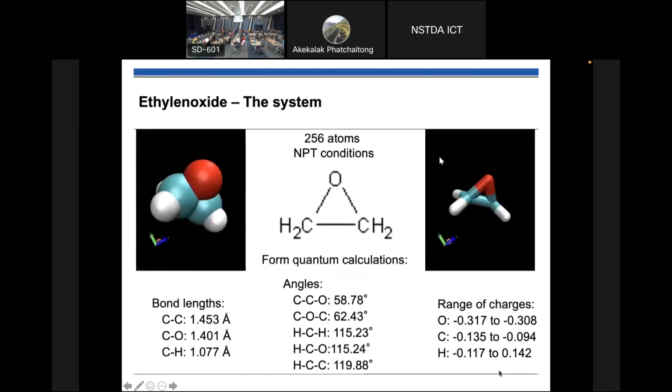Basically, what we started with is quantum chemical calculation. We had 256 molecules, not atoms, sorry for the typo. You take these molecules and do one quantum chemistry calculation to get the structure. Once you get the structure, you get the bond lengths, angles, and their K values from the literature. For charges, we took a range. If you see the charges of oxygen, carbon, and hydrogen, we have taken a range. And we try to fit the charges that would be the best to get the properties correct, right?